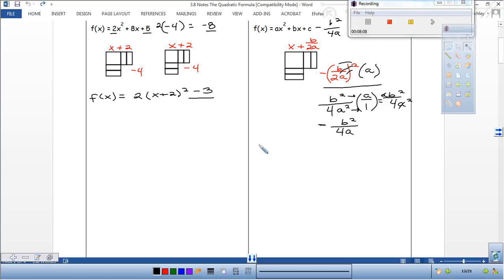Okay. So then I have f of x. Let me move this down a little bit. f of x equals my a value, which I don't know. That's the 2 right there. Times x plus b over 2a, which is the length of my side, squared. That's a squared. Then I have plus c minus b squared over 4a.